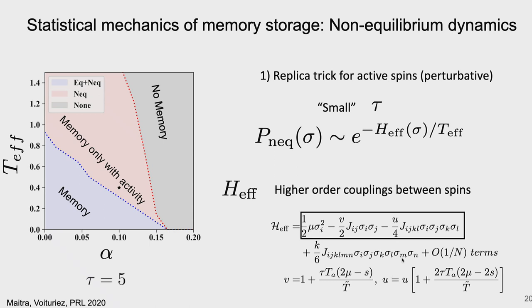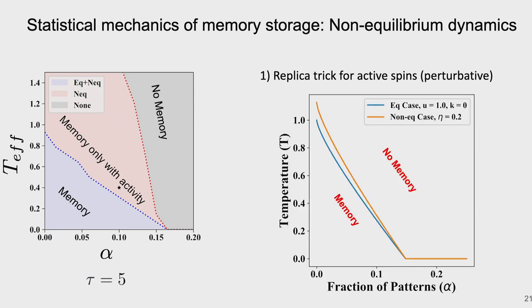This is a very perturbative calculation. There are caveats, so it doesn't work in the most general framework, but it provides some intuition for how activity plays a role. Activity ends up strengthening, or renormalizing, the values of the J_ij that connect the neurons. And in this particular case, it also gives a higher-order contribution. The end result is a small enhancement in the region with memory.